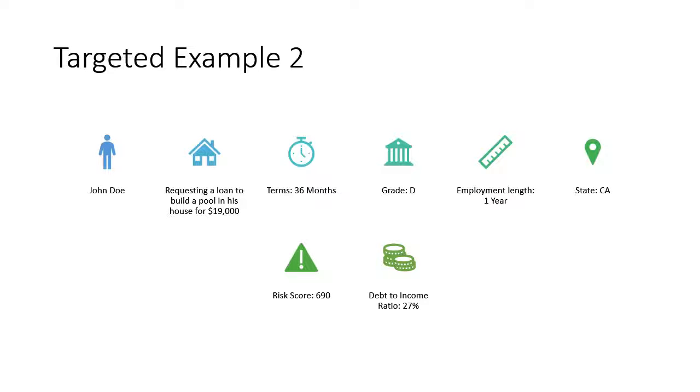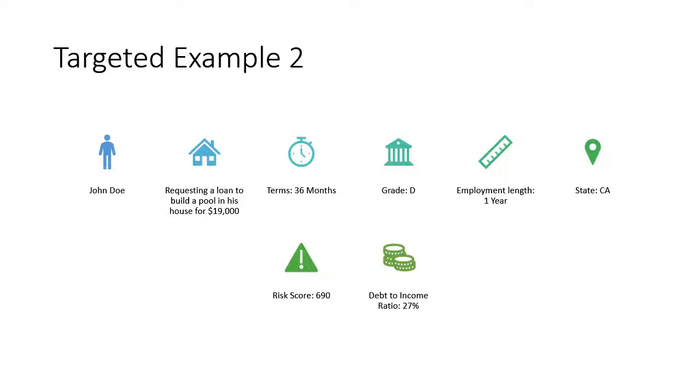The second example is John Doe. John is requesting a loan to build a pool in his house for $19,000. He's asking for a 36-month term. His loan is grade D. He's been employed for 1 year, and he's from California. His risk score is 690, and his debt to income ratio is 27%.